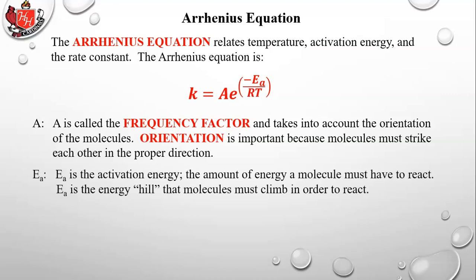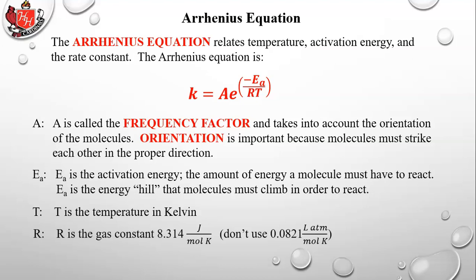Ea is the activation energy we just talked about. It's the amount of energy a molecule must have to react. Activation energy is the energy hill that molecules must climb in order to react. T is the temperature, and it has to be in Kelvin, not centigrade. And R is the gas constant that we used when we did gas laws.